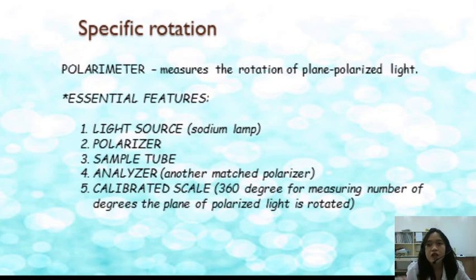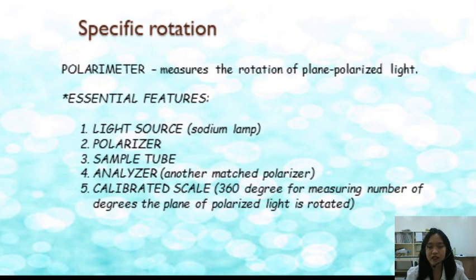Okay, so the polarimeter measures the rotation of the plane polarized light. So, kanina meron tayong Polaroid. Your Polaroid will allow the passage of a single plane for your plane polarized light, correct? Ngayon, ano yung nagme-measure ng rotation ng ating plane polarized light? You call that as polarimeter.